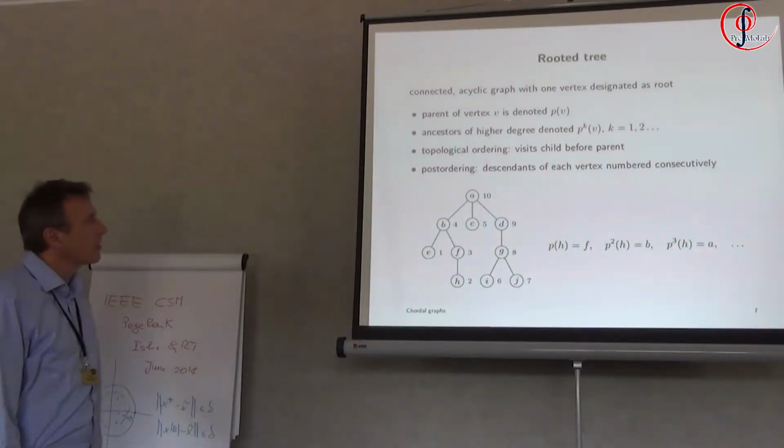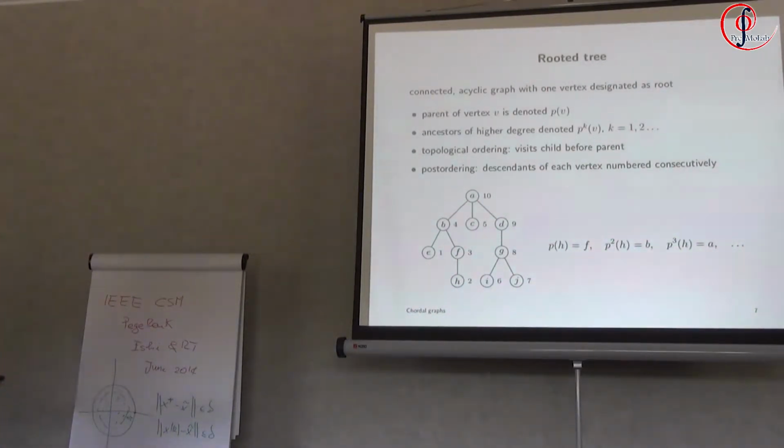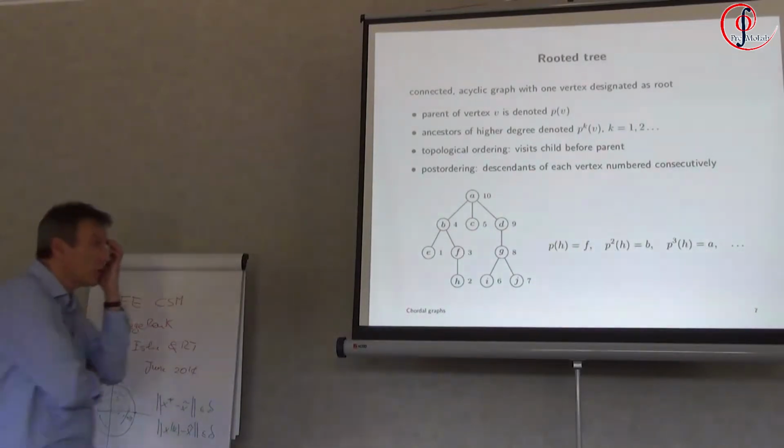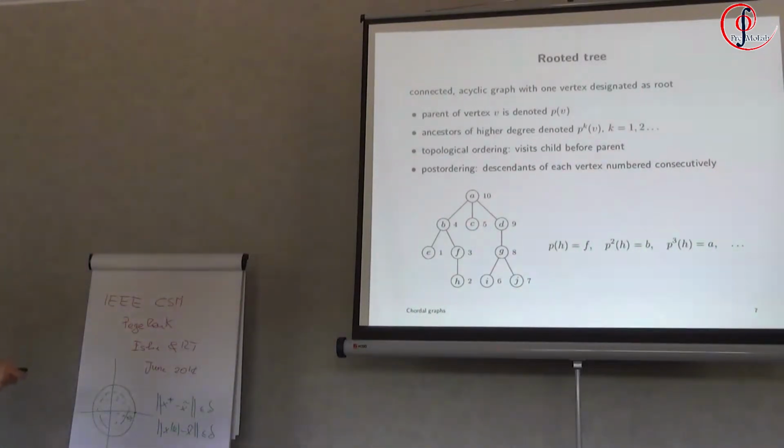A topological order is an ordering of a tree in which you visit each vertex before its parent. So this is an example of a topological order because each vertex has a lower index than its parent. And an example of a topological order is a post-ordering. And in a post-ordering, all the descendants of a vertex have consecutive numbers. For example, all descendants of this vertex with index 9 are numbered 6 to 8. And you can find a post-ordering by just going through the tree in a depth-first order.